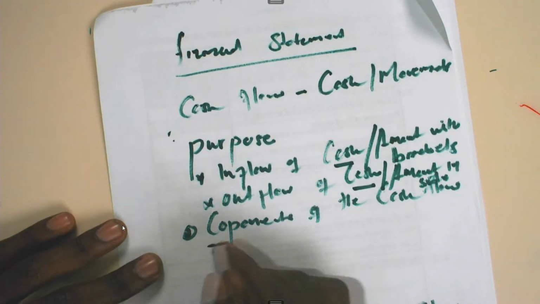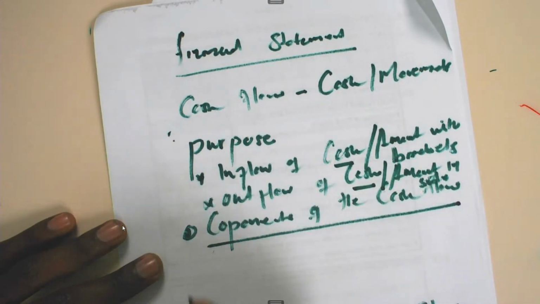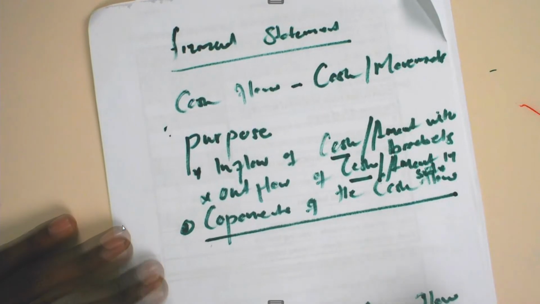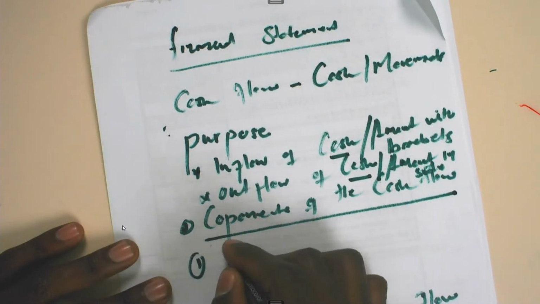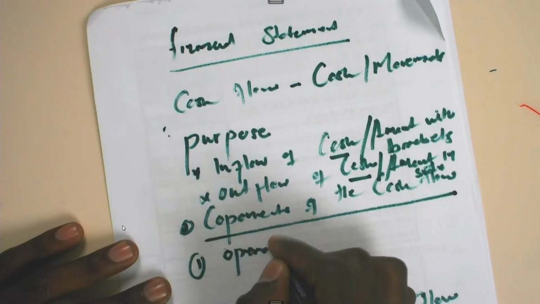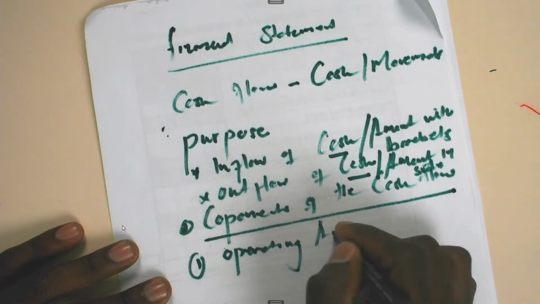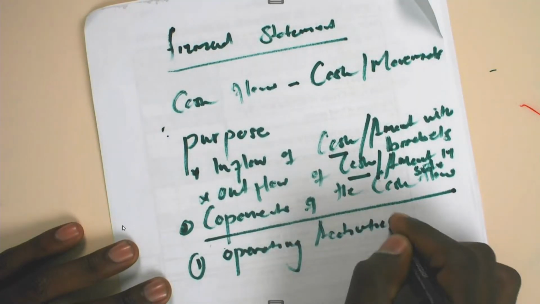Now, the components of cash flow are divided into 4. The first one is cash flow from operating activities.